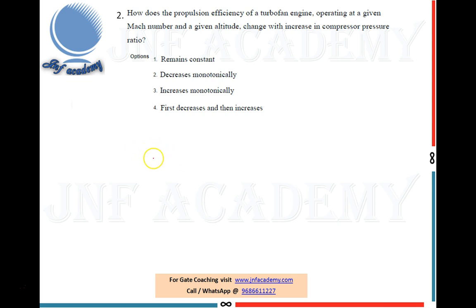So the relationship one, if you do the ideal cycle analysis of a turbofan engine, we will get the chart between the compressor pressure ratio, which is pi c, and the propulsive efficiency eta p. So for a given Mach number, for a given altitude, if the compressor pressure ratio increases, your propulsive efficiency will come down. So this is how the chart looks like. Okay, this is for a ideal turbofan engine.